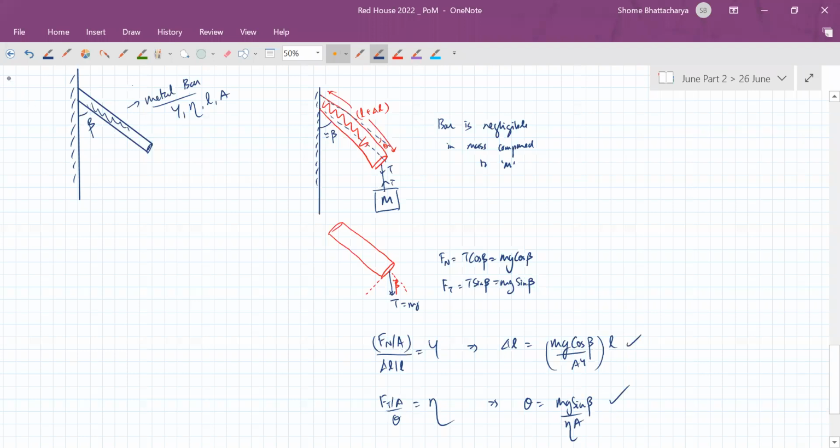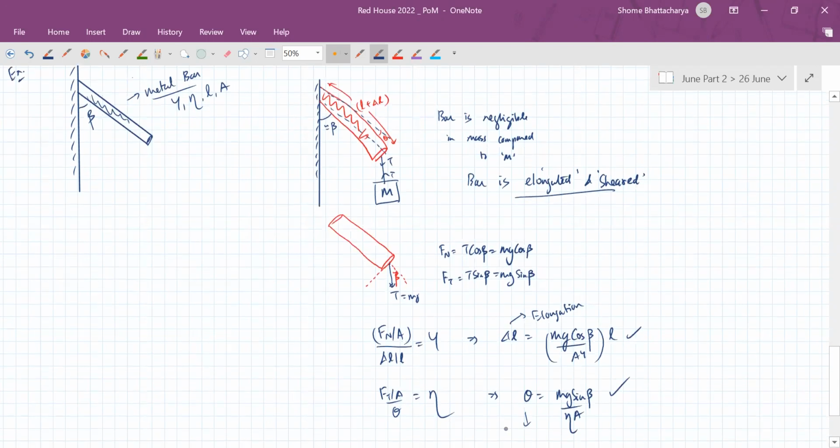So the same material is undergoing both shearing and elongation. So the bar is elongated and sheared at the same time. This is the amount of elongation. And this is the shearing strain or the angle by which it is bent.